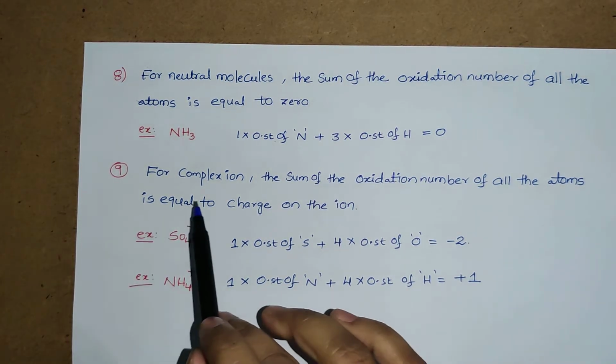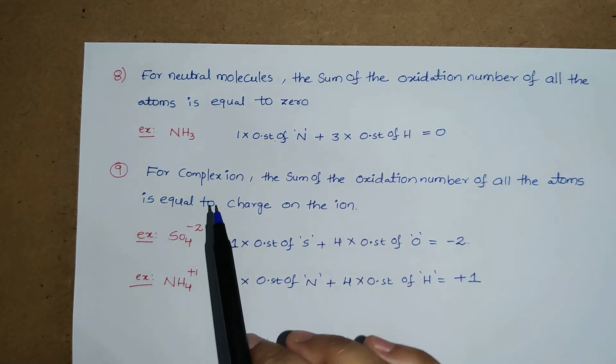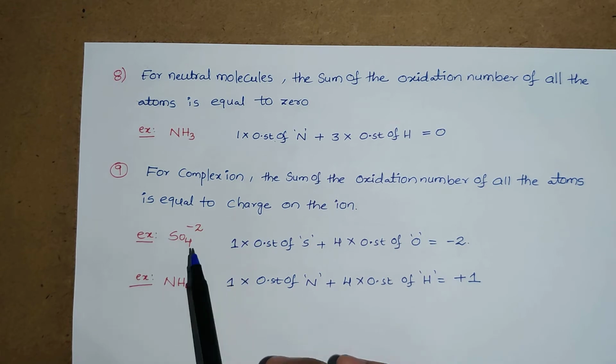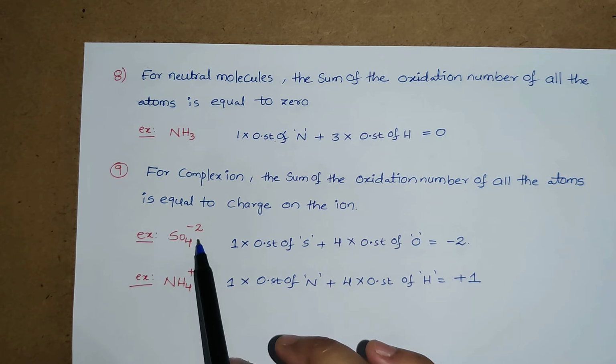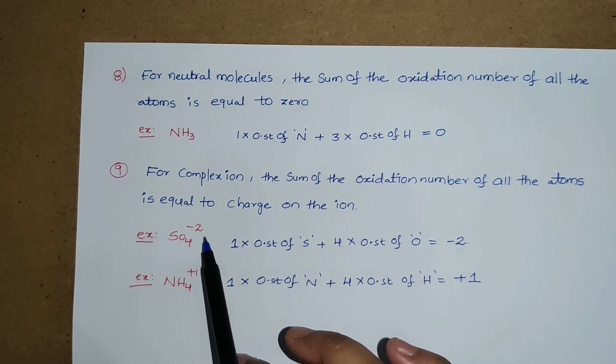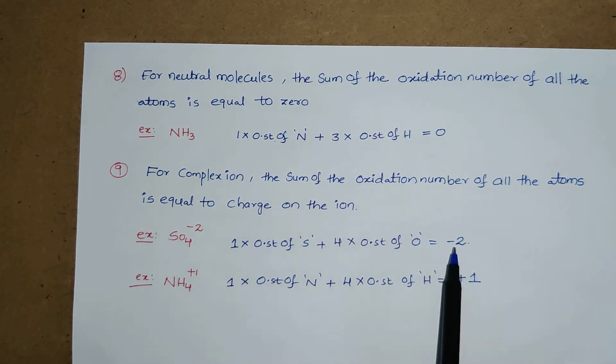The next, ninth one, is also useful to calculate the oxidation state of any atom present in the ions. Here also, the sum of the oxidation state of all the elements is always equal to the charge present on the ion. Whatever the charge present on that ion, that we need to equate. For example, here SO4 minus 2 is there. The sum of the oxidation state of sulfur and 4 oxygen atoms is equal to minus 2. Similarly, in the NH4 plus 1, the sum of the oxidation state of nitrogen and 4 hydrogen atoms is equal to plus 1.